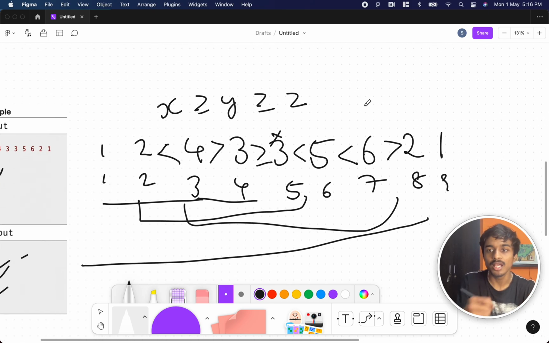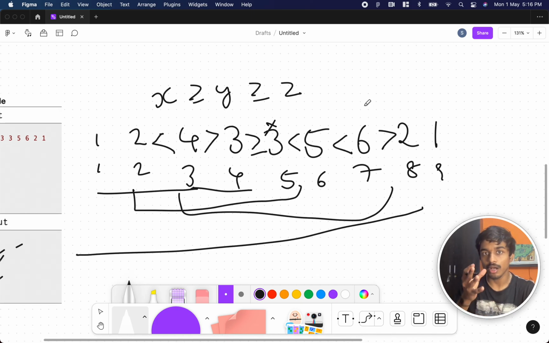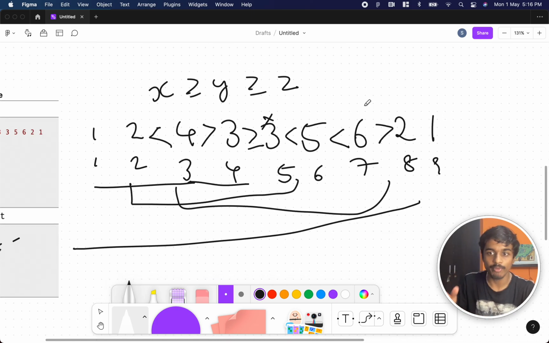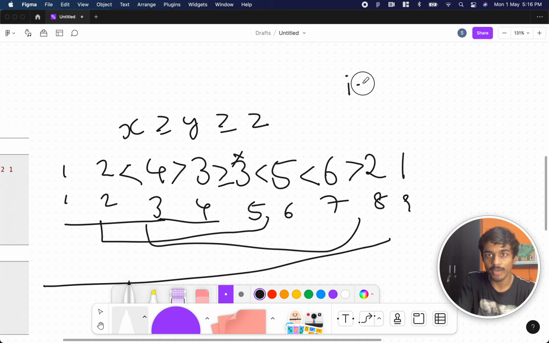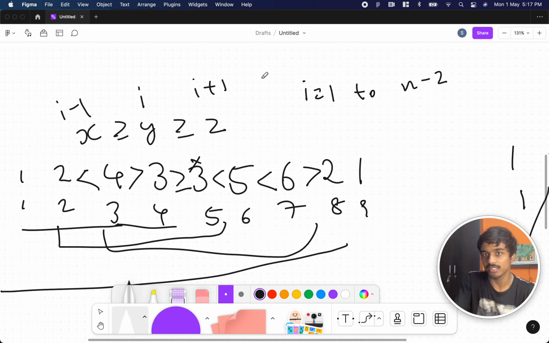First we want to know how to iterate through it, how to prepare for it. That is x greater than y greater than z means the condition should always be from i equal to 1 to n minus 2. Do you agree with that? Because if this is i minus 1, then this is i plus 1. I hope I make sense here.